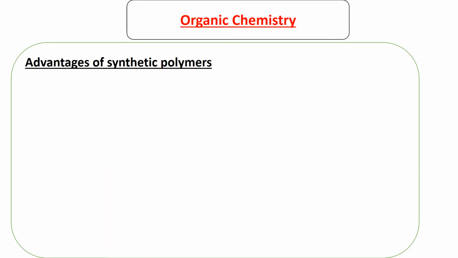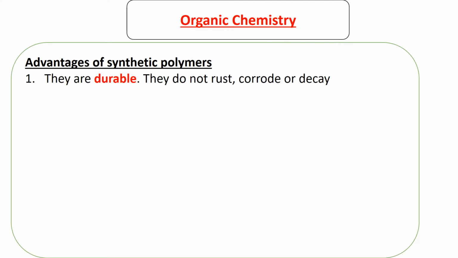So before we can go into the details of these synthetic polymers, let's take a look at some advantages of synthetic polymers. What made people start coming up with man-made polymers? First, they are durable. By that, it means they do not rust, they do not corrode or decay. So if you buy a plastic, you put it somewhere, after years you're going to find it there without rust, without corrosion, without any sort of decay.